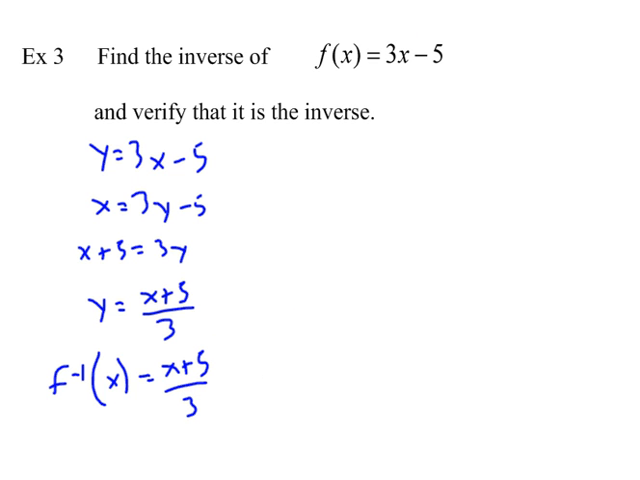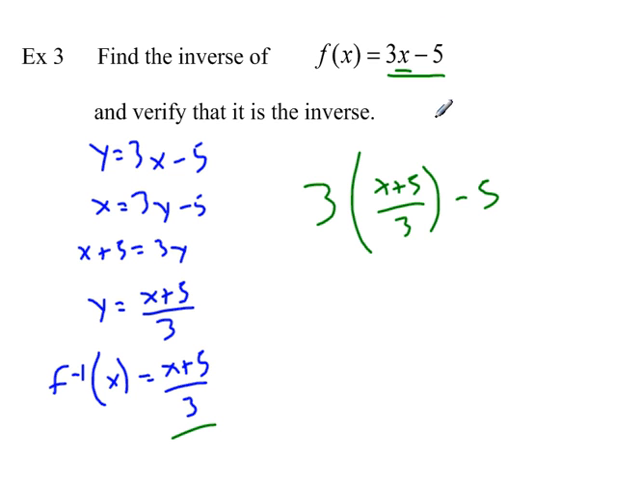Now let's verify. I'll switch colors for this. So that means take the original function, plug this inverse right in here for x. So instead of writing 3x minus 5, I'm going to write 3 times (x plus 5) over 3, minus 5. And if you did it correctly, you'll notice, hey, times 3 divided by 3, they're inverses. Plus 5 minus 5, they're inverses. So all we're left with is x. So that verifies, yes, this answer we got truly is the inverse of this original function.